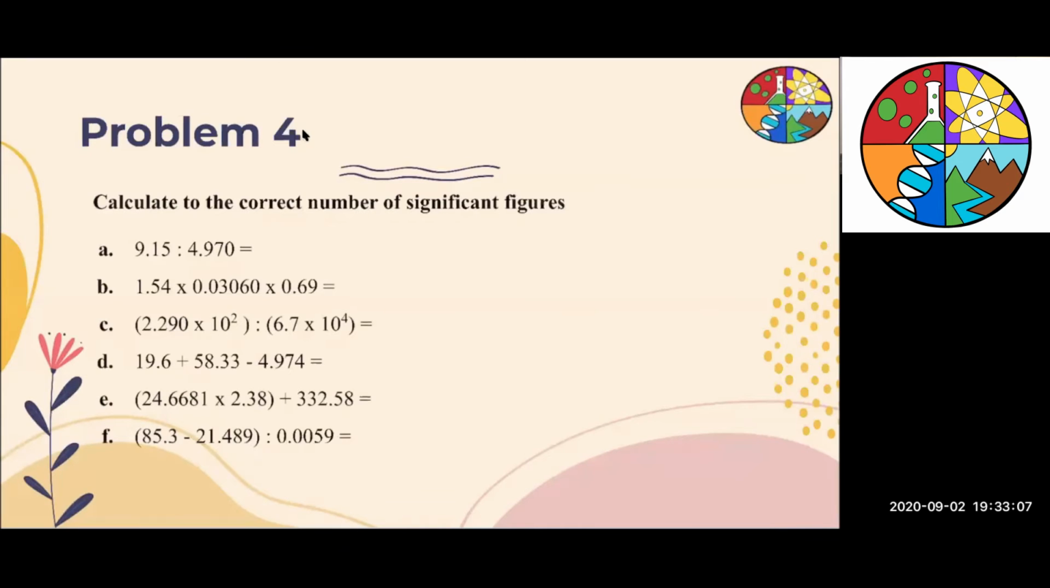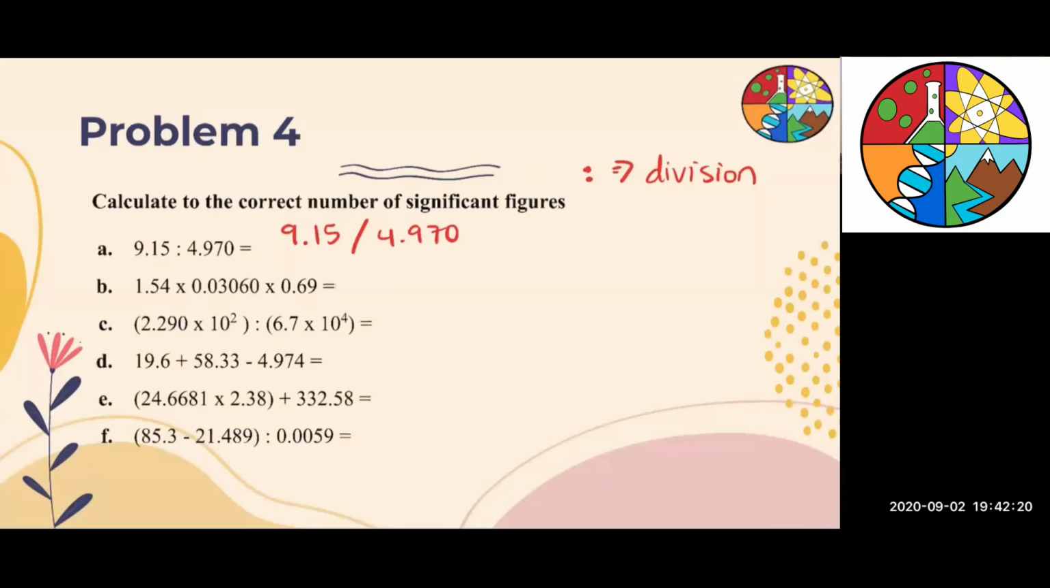How do you calculate the 9.5? What is the? Yeah, I was just going to go over that. It just means 9.5 divided by 4.970. Oh, okay. Yeah, the colon means division.